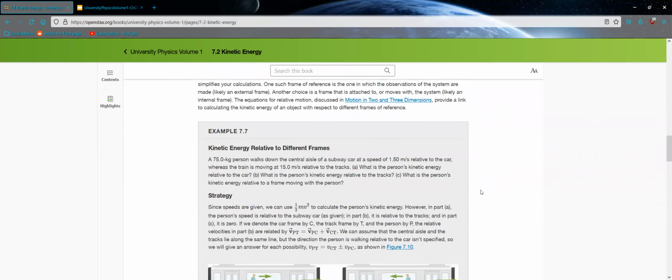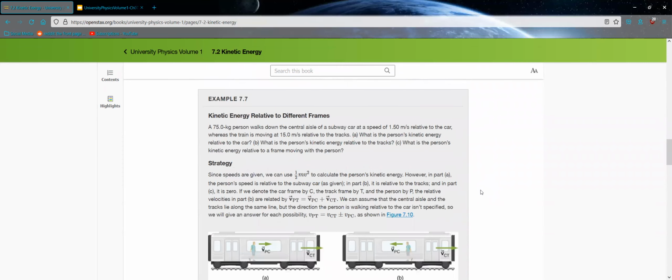So let's talk about this, and it's connected to the reference frames. Again, reference frames are very important when we get to higher level physics. You need to know what you're talking about compared to other things because you can have different results. Here's a good example of that concept.